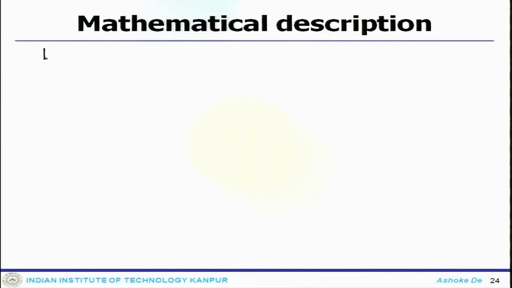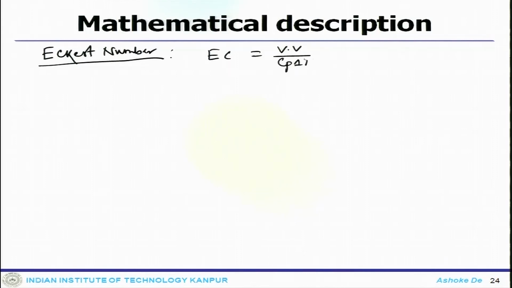Another number which appears in the heat transfer problem is the Eckert number. That correlates the kinetic energy to the flow enthalpy. So, it is essentially the ratio of the kinetic energy to the flow enthalpy.